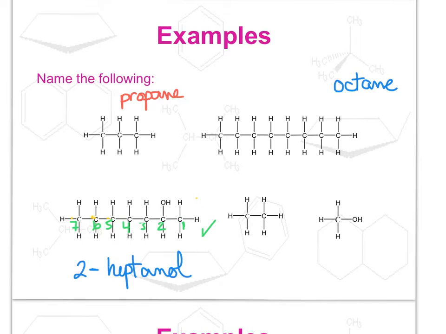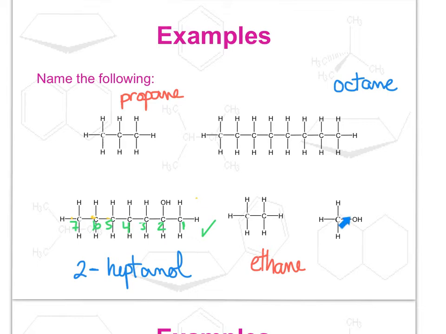Next one, we have 12 carbons. So the parent is dodec. And then we check what functional group it is. This is just carbons and hydrogens, no special atoms, no OHs, no double bonds, no triple bonds, no rings. So really nothing special there. So it's an alkane, so it would be dodecane. And that is it. Let's look at the next one.